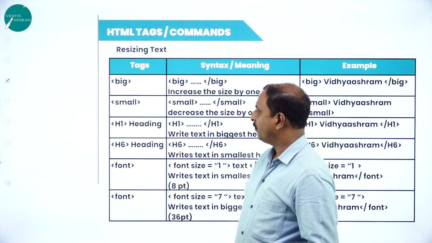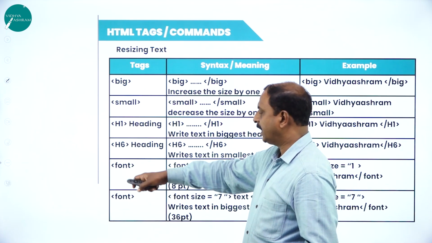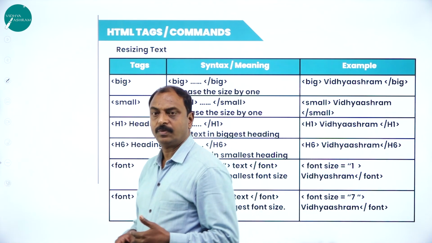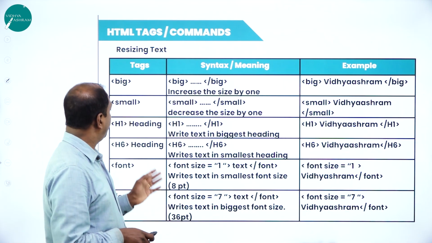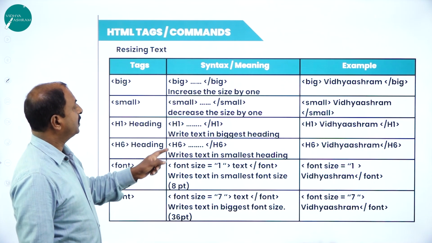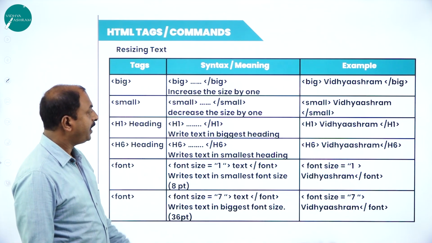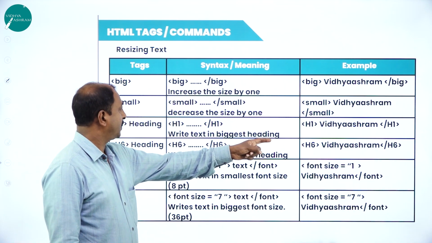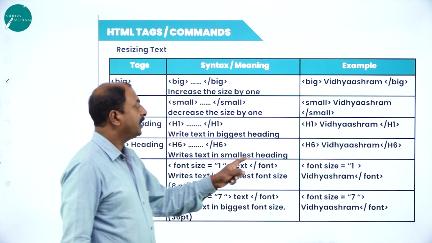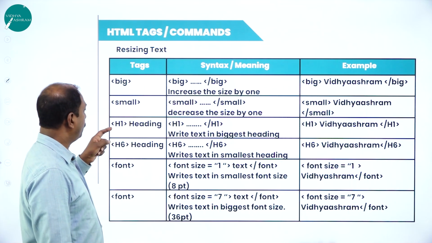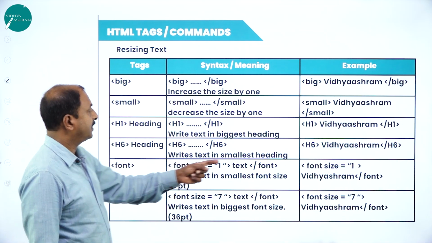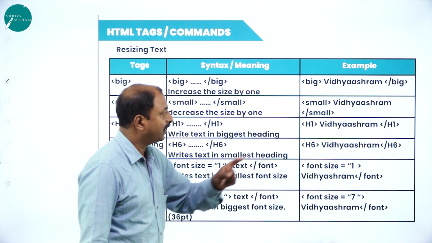In HTML, there are 6 levels of heading, starting from H1 to H6. According to our convenience, we can make use of any of the heading tags from H1 to H6. H1 displays the text in the biggest size, and H6 writes the text in the smallest size. This is an example here.